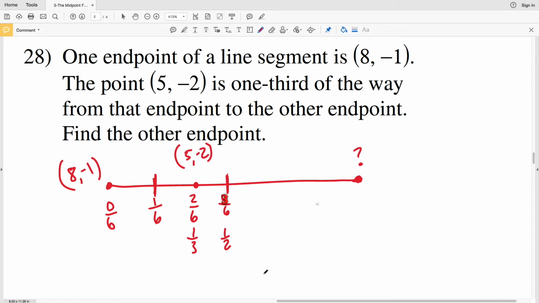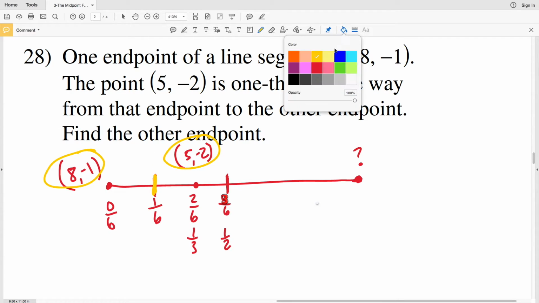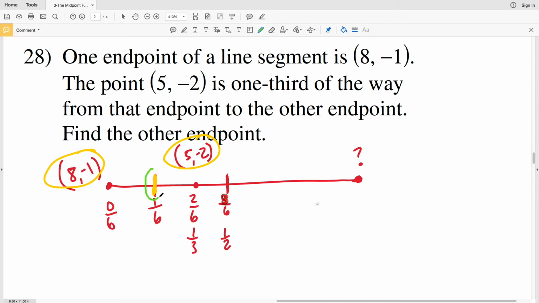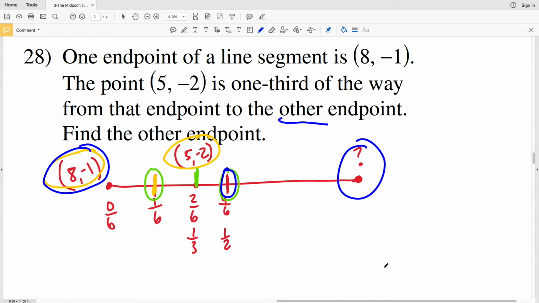So what I'm going to do is find the midpoint between (8, -1) and (5, -2). I'm going to use this new point to find the midpoint of our line, knowing that this (5, -2) is the midpoint of my newly discovered point. And then finally, I'll be able to use the midpoint, which we now know, and our original endpoint, and find the other endpoint of that segment.